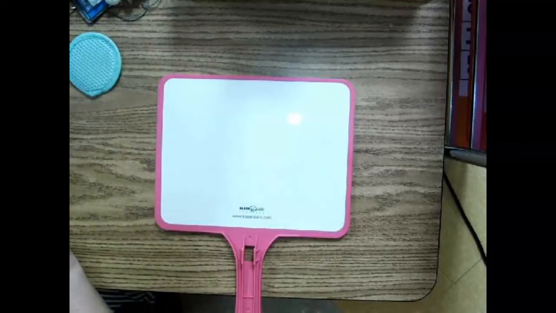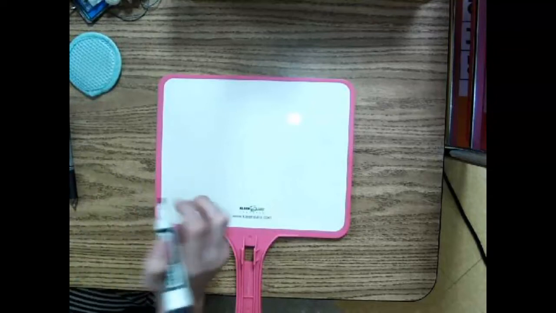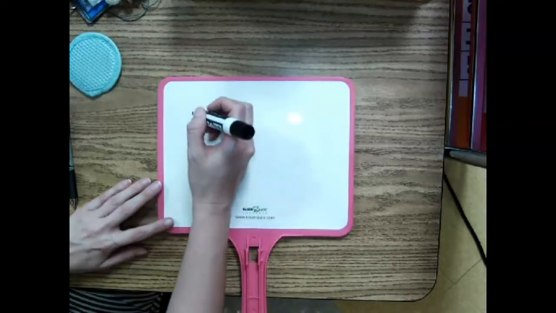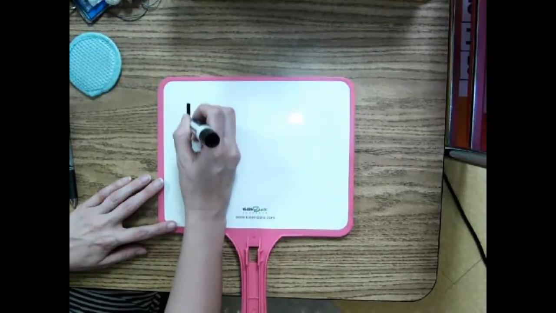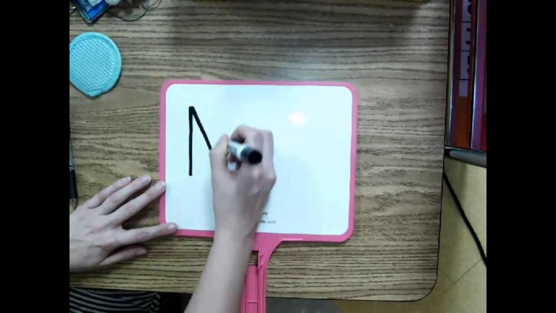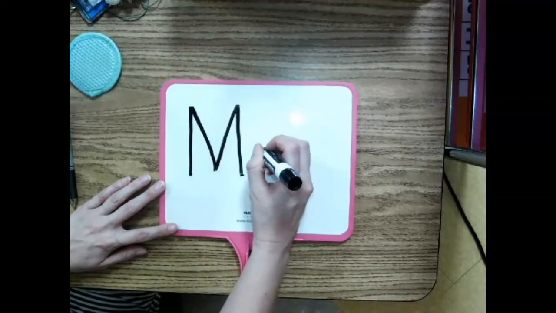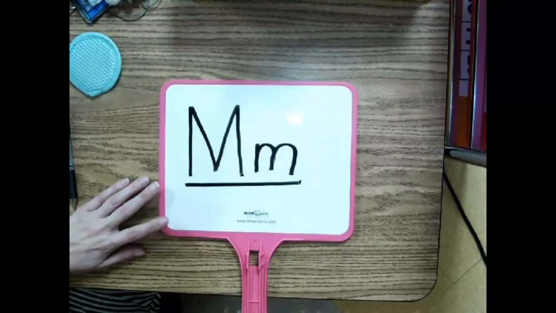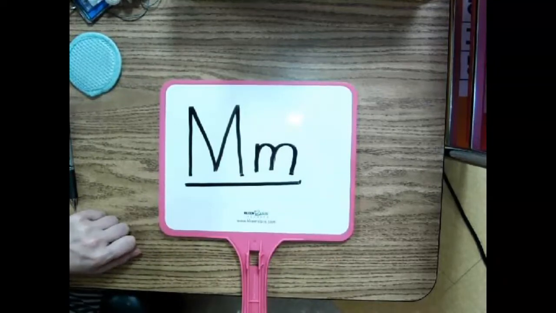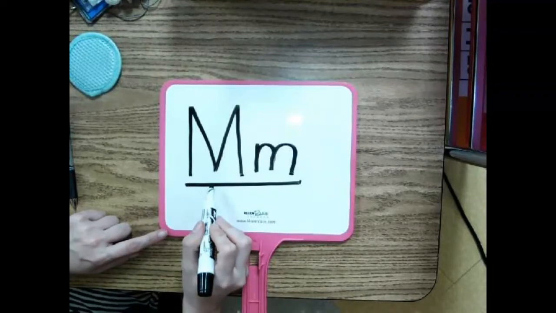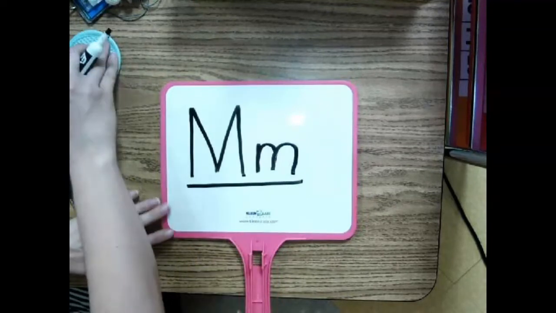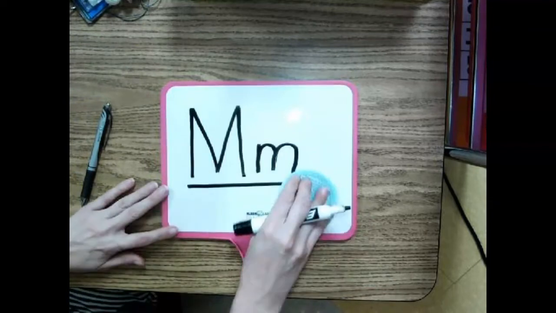Say the sound. What's that letter's name? M. Good. Start with uppercase M. Notice that I underlined my letters when I made the sound. I put uppercase M first, and then I made lowercase m. I'm going to erase, and let's try another one.